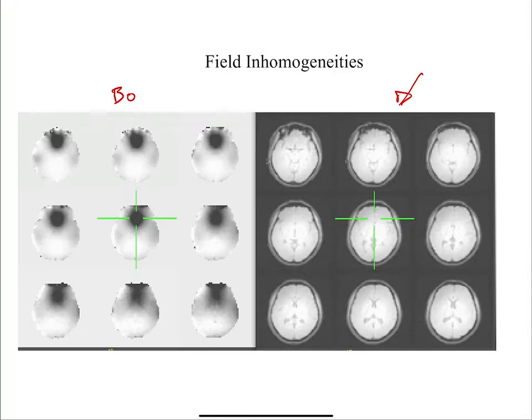So can anyone think of why that might be the case? What anatomically is very different at the front of your head? Yeah, bone and cartilage, but you've got bone everywhere, right? So what specifically is very unique about the front of your head? Yeah, you have sinuses. So sinuses are these big air pockets, right? So you've got a lot of air pockets at the front of your head. So you have this big interface between tissue and then air within the tissue, and so that causes a lot of inhomogeneity.